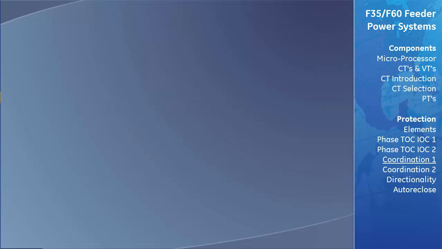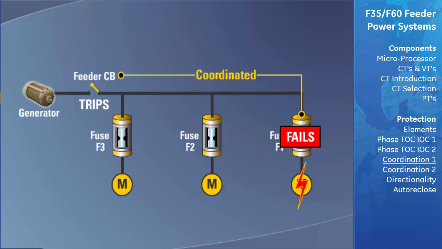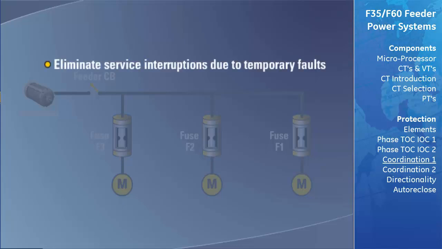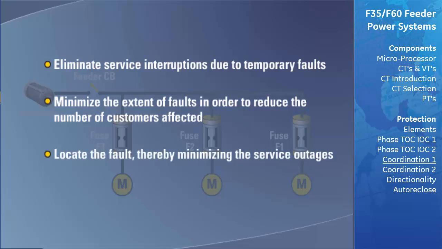It is very important to coordinate the overcurrent protection. Take the example system shown. If a fault were to appear, the fuse F1 should open. If it were to fail, the feeder circuit breaker should trip a short time later because its protection has been properly coordinated with the downstream fusing. Properly coordinated protective devices help to eliminate service interruptions due to temporary faults, minimize the extent of faults in order to reduce the number of customers affected, and locate the fault, thereby minimizing the service outages.